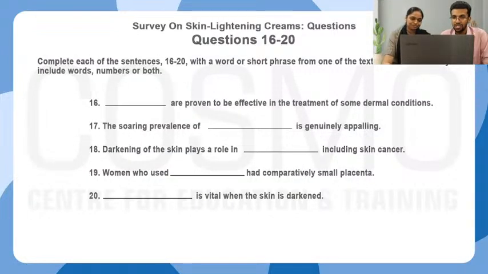Question number 20. Dash is vital when the skin is darkened. I think it's obvious in which text you can find the answer to this question. Yes. We've already found which text contains skin darkening.